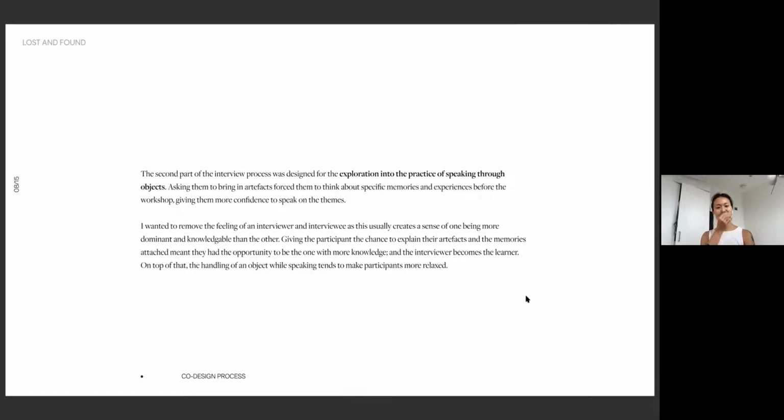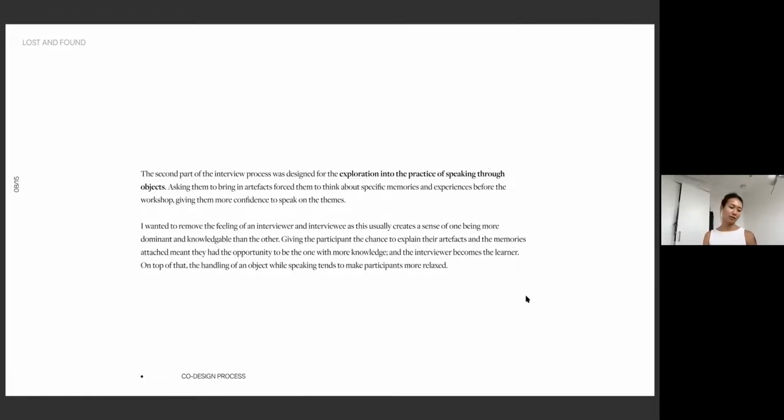For the second part of the interview process, I asked each of the participants to bring in four to six different artifacts that linked stories to their memories and their experiences as transcultural identities. This was really an exploration in the practice of speaking through objects. I was really interested in the way that specific memories can be linked to specific objects.